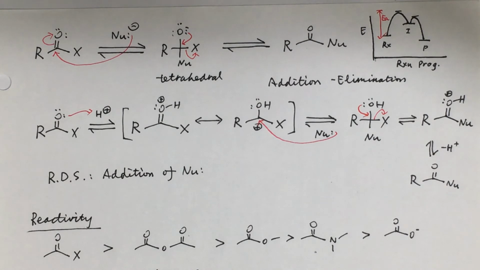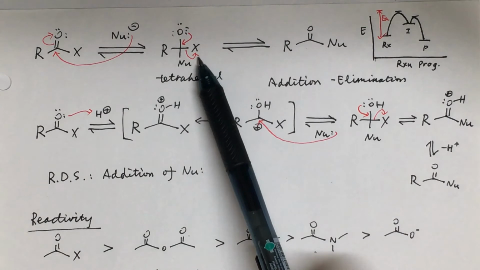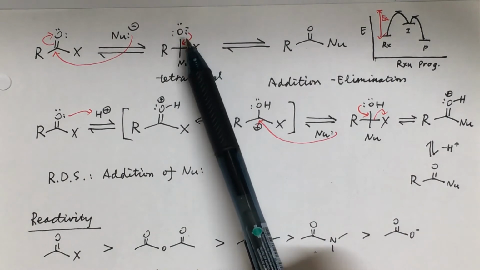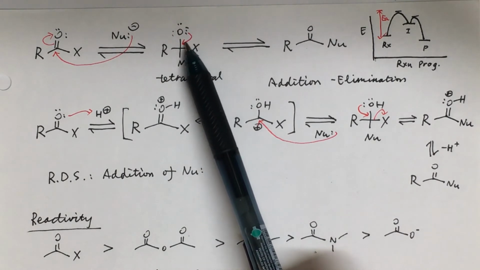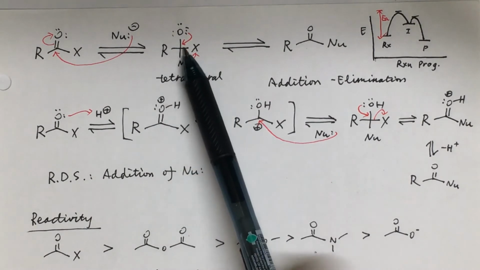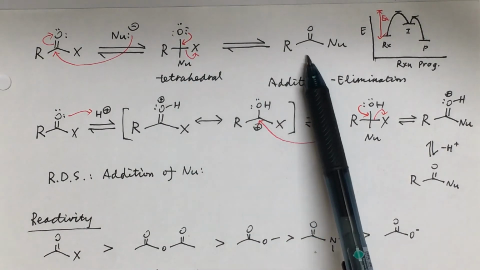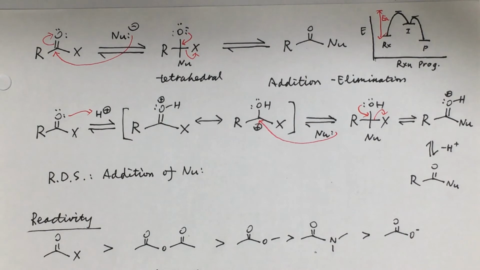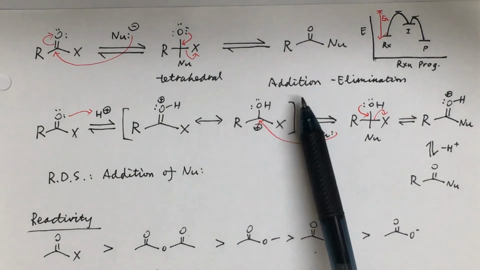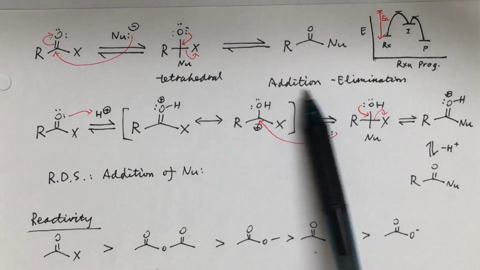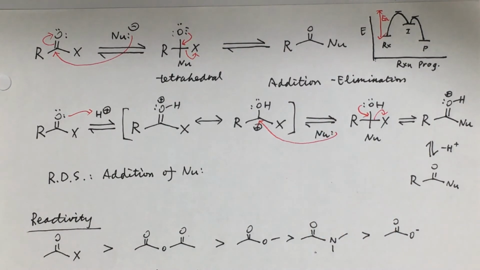Once you're generating the tetrahedral reaction intermediate, and if your leaving group is good enough, the lone pair on the oxygen can be shifted back, removing the leaving group and essentially generating this substituted product. The reaction is generally referred to as containing an addition and an elimination in the reaction mechanism.